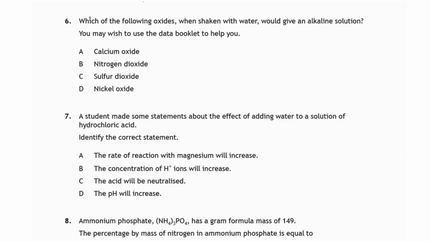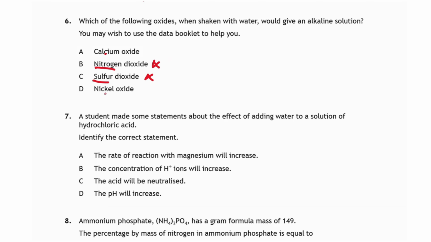Okay, so the number 6 question says, which of the following oxides, when shaken with water, would give an alkaline solution? For an alkaline solution, it is given by basic oxides, and basic oxides are metallic oxides. So the option that does not give you a metallic oxide is the wrong option. Option B is non-metallic, and option C is also non-metallic because sulfur is a non-metal and nitrogen is a non-metal.